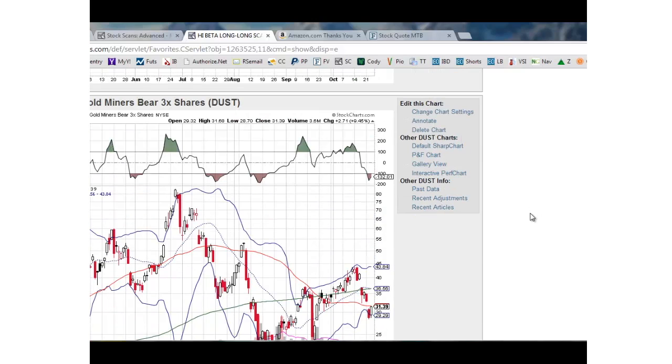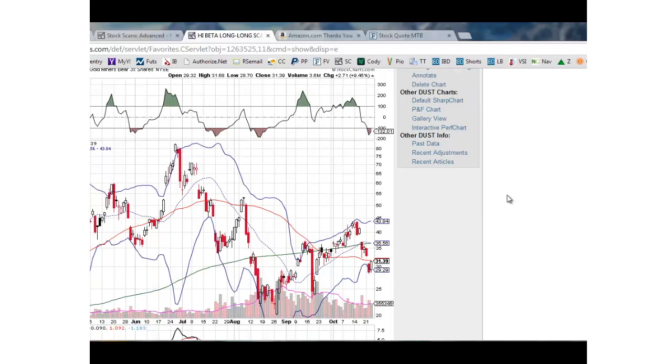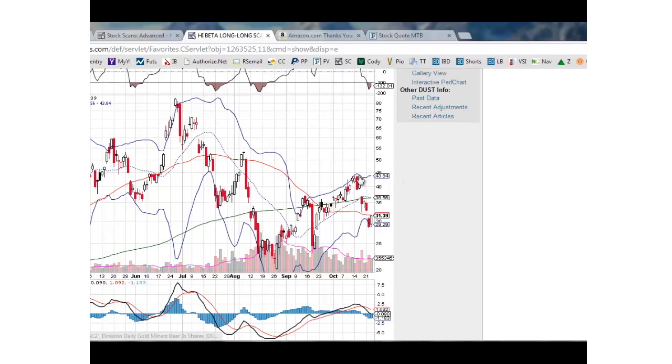This is DUST, the bear leveraged 3 times ETF for the gold mining index, otherwise known as GDX, the Gold Bugs Index. It's a list of mining stocks, gold mining stocks mostly. And this is clearly a very sharp downtrend, which started up around 44 and hit a bottom around 28. That's very sharp. Now this is a leveraged ETF, and it moves very fast, very sharp.